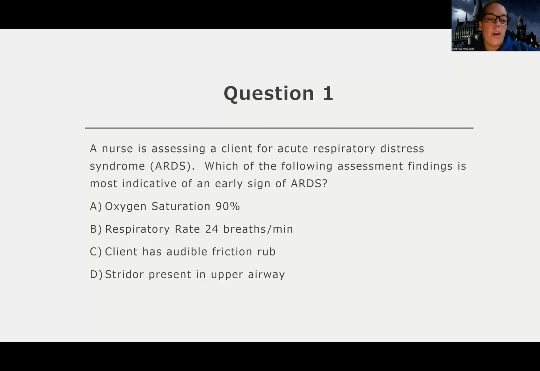And then stridor present in the upper airway is the last choice. When I think stridor, I think a closed airway. But when I think ARDS, I think wet, I think fluid. So I'm going to go ahead and cross that one out because I don't think it is. ARDS is more of a lower airway problem, not an upper.